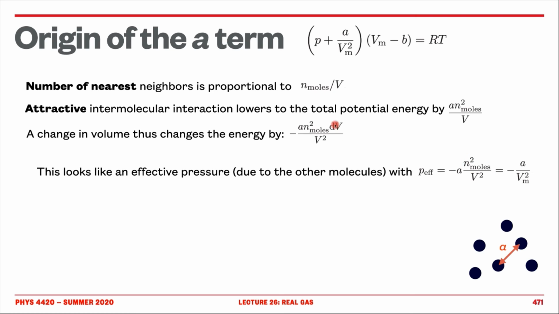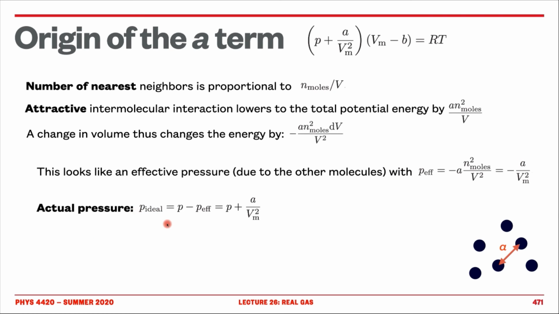So remember, let me just repeat this. This is related to the fact that this change in energy when you change the volume looks like a work, minus PdV, that we have seen so many times in this course. So in other words, this looks like a pressure, an effective pressure. But this effective pressure reduces the energy in the system. So this is the effective pressure due to the interaction.